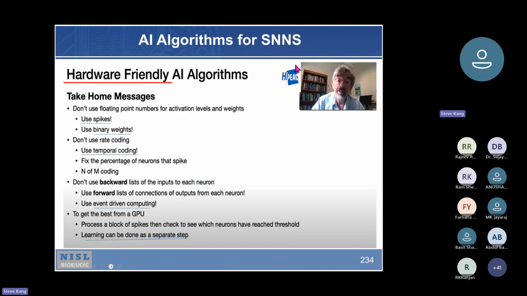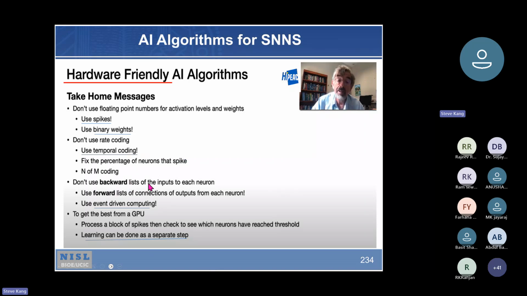So there are some AI algorithms for spiking neural networks, hardware-friendly AI algorithms. Take-home messages: don't use floating point numbers, it makes things very complex. Use spikes. Use binary weights even. Binary is like a 0 and 1, right? Don't use rate coding. Use temporal coding because it has all the important information.